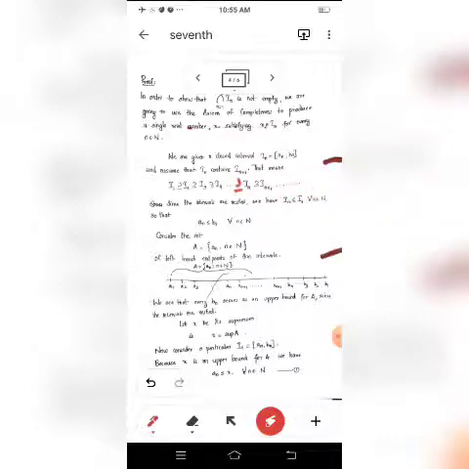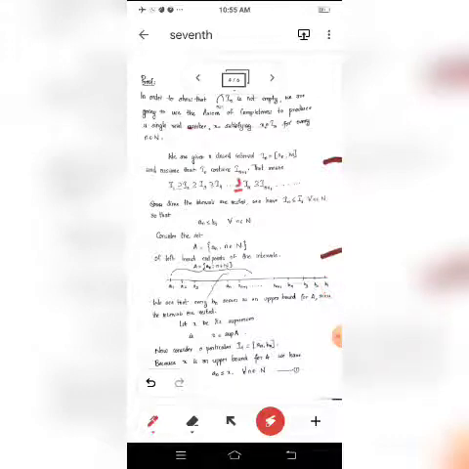So here the points are a_1, b_1, a_2, b_2, a_3, b_3, etc., a_n, b_n, a_n+1, b_n+1, etc. So in this figure, we can write these a_n are less than or equal to b_1 for all n belongs to N. Whatever may be the a_n, this will be less than or equal to b_1.